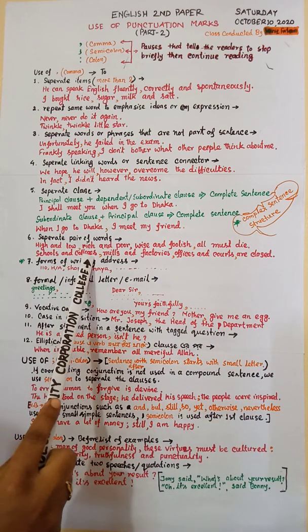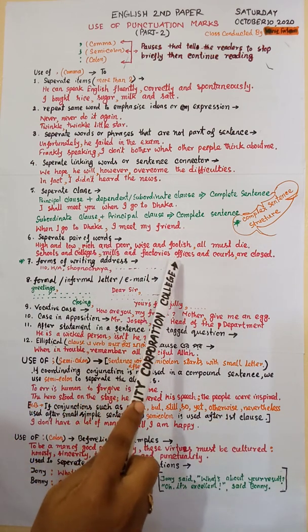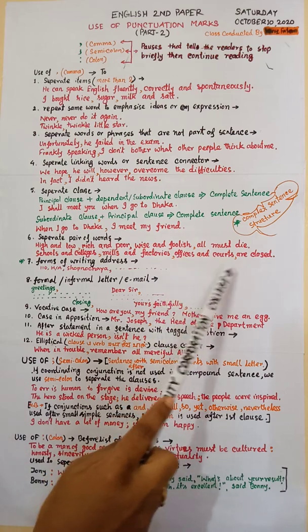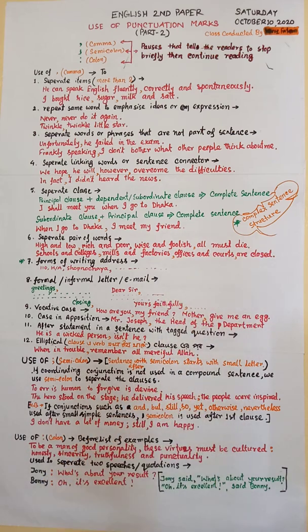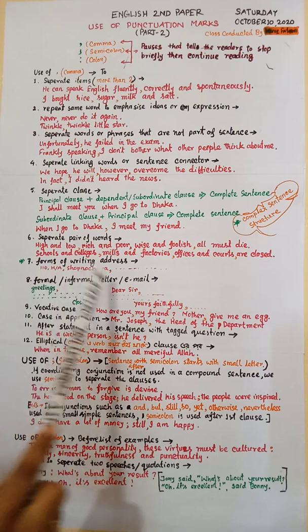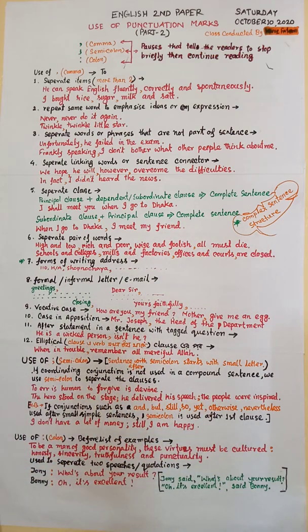Schools and colleges, mills and factories, offices and courts are closed. Number 7, forms of writing address. If we write down an address, we have to write from a specific place to a general one. That means from a smaller place to the bigger one. Then look at the example.